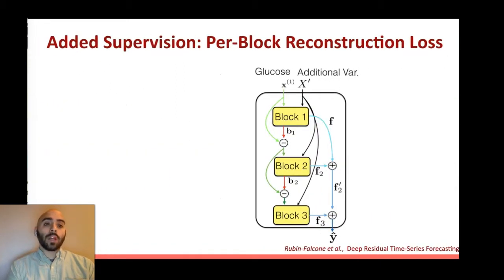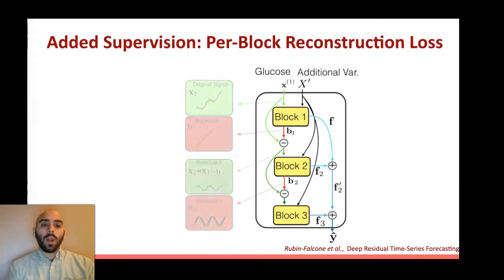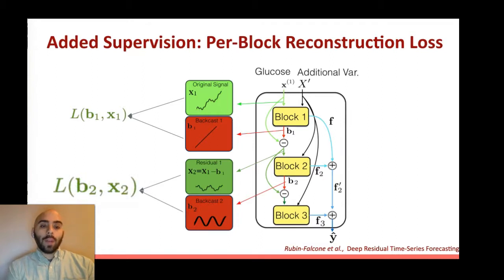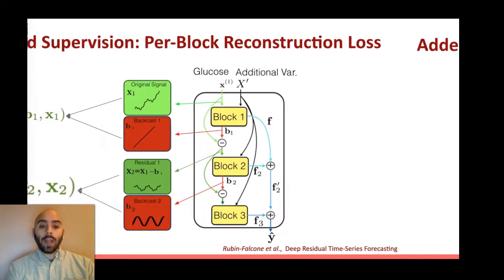In order to ensure that each block is accurately reconstructing its input, we calculate MSE between each block's input glucose value and backcast over all n blocks. We weigh later blocks more heavily. This is motivated by the hope that the signal has been deconstructed by the time it reaches later blocks, so later blocks should have more faithful backcasts.